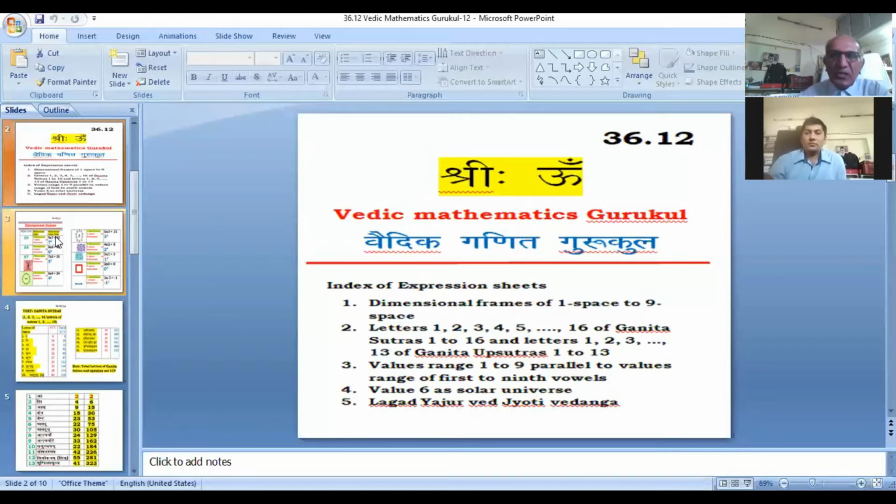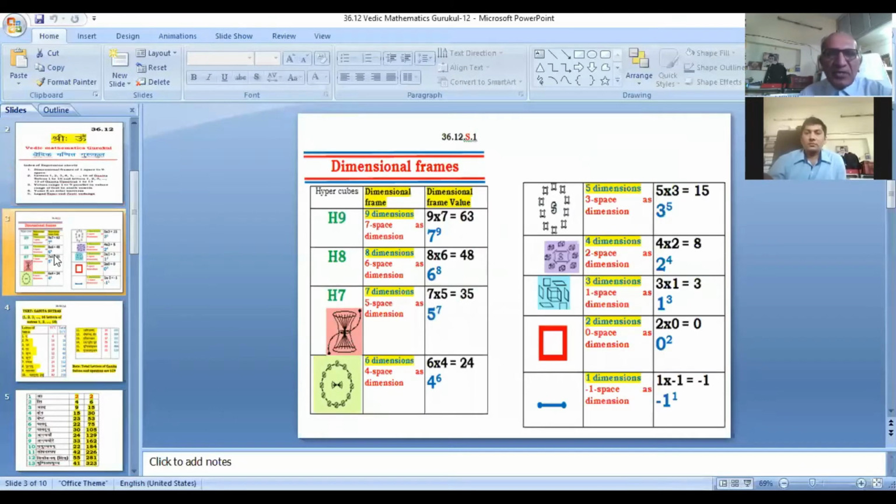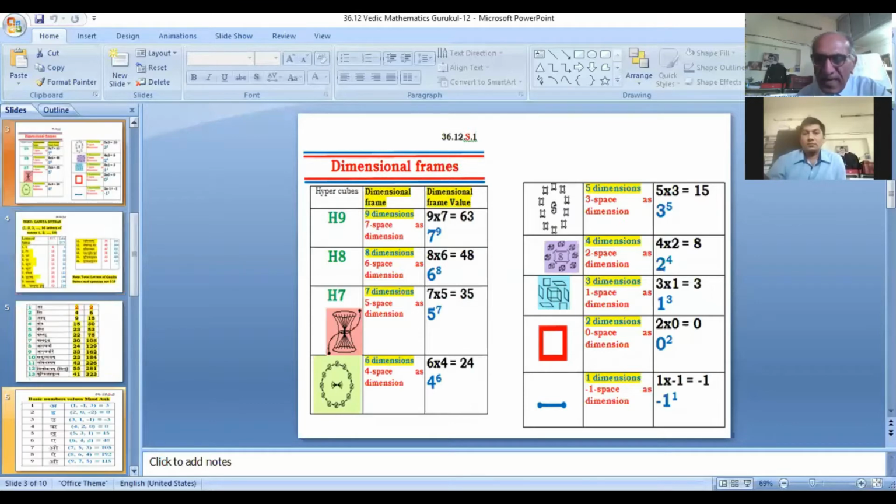See the dimensional frames of hypercubes 1 to 9. We know that hypercube 1 has 1 dimension and it is the negative oriented 1 space. Means minus 1 space is in the role of dimension of 1 space.